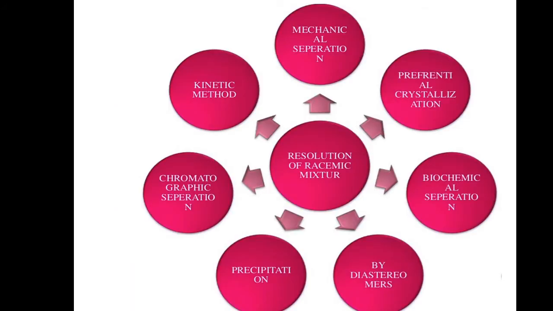These are the methods normally used to separate the racemic mixture: mechanical separation, preferential crystallization, biochemical separation, by diastereomers, precipitation method, chromatographic separation, and kinetic method. So let us discuss one by one.